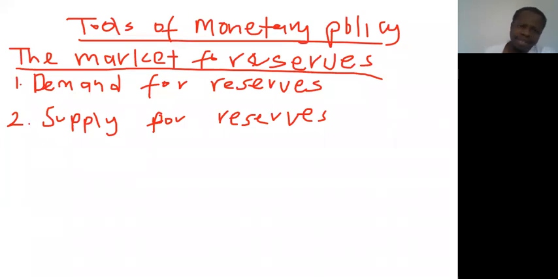And what we are discussing is still under the tools of monetary policy. But in today's session, we are going to look at the market for reserves. So these are the two things that I'm going to look at in this video. First of all, I'm going to look at demand for reserves and the supply of reserves. That's how to derive the curves. That is what we are going to look at today. And in other videos, we look at the effect of other factors on it.